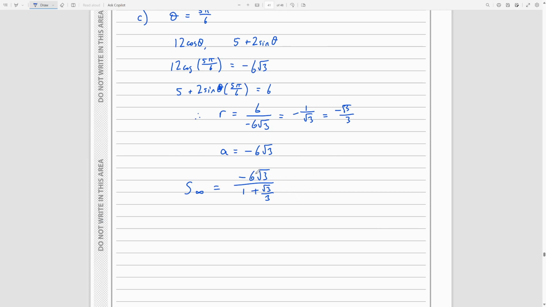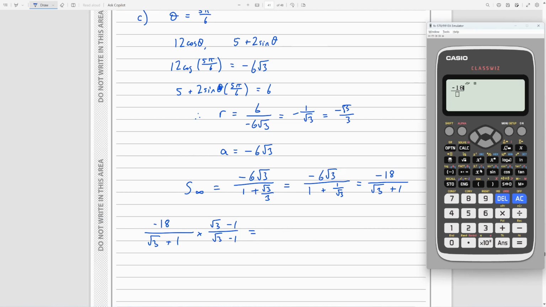It probably would be okay to just key that into the calculator, but I won't. You know what? It's probably even easier to do the rationalizing if I leave this as 1 plus 1 over root 3, because I can multiply top and bottom by root 3. I get minus 6 times 3, so that's minus 18, over root 3 plus 1. Now we can use the standard rationalizing technique of multiplying top and bottom by root 3 minus 1. Now this bit I absolutely would just do in the calculator. No need to scrabble around trying to work that out.